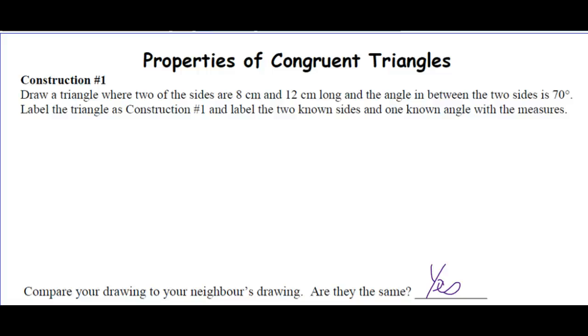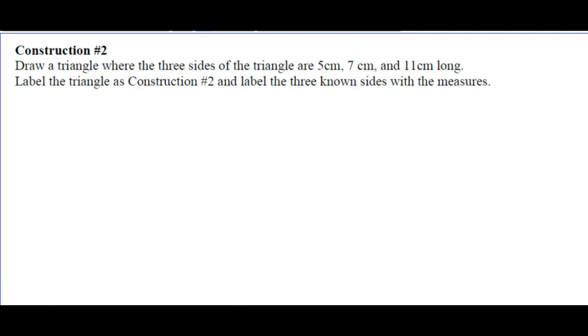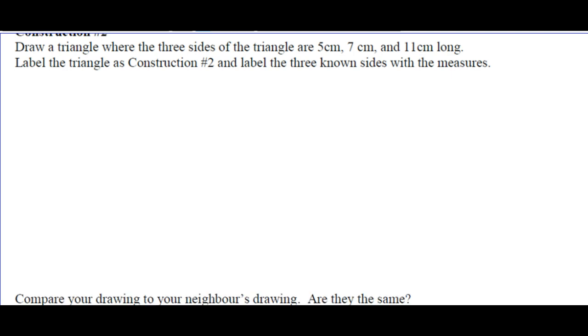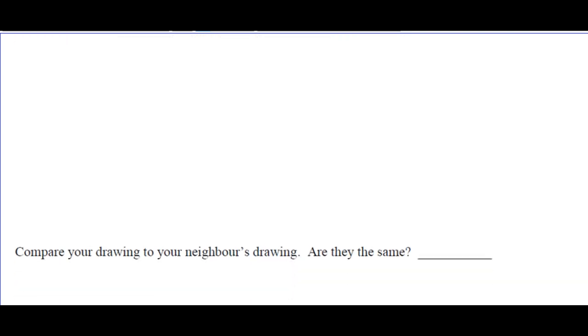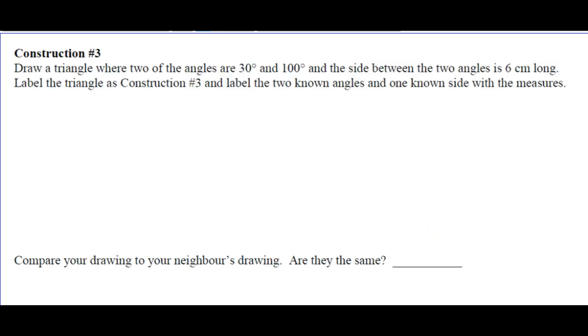Okay, so while you guys are constructing, I'm just talking about properties. In construction one, students did the construction, compared their drawings to neighbors, and said, yes, they are the same. Now they're doing construction two, and we will check it. Students constructed a triangle where the three sides were 5, 7, and 11. Not quite as easy as construction number one, but upon comparison, they said, yes, they were the same.